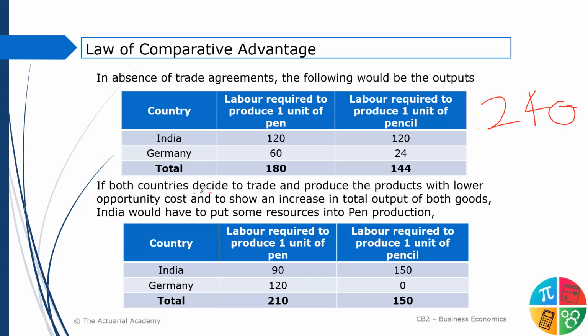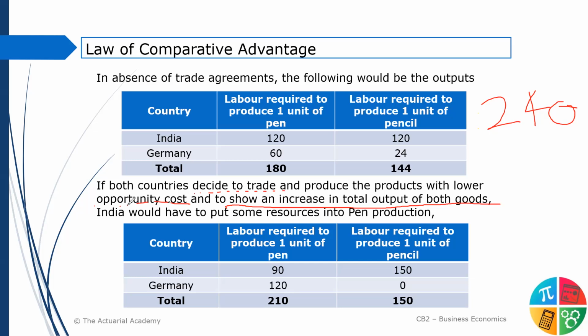Now, if both countries decide to trade, this is the turning point, and they produce goods with lower opportunity cost. We just saw in the previous slide the opportunity cost of each of those goods for each of these countries. Each country will produce goods with lower opportunity cost, which means India would produce pencils and Germany would produce pens. But to show an increase in total output of both goods, India would put some resources into pen production as well, because it has an absolute advantage in both products.